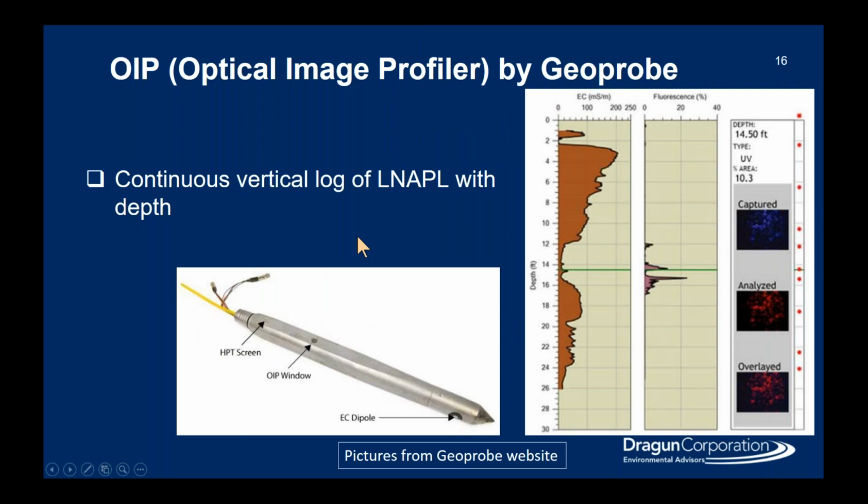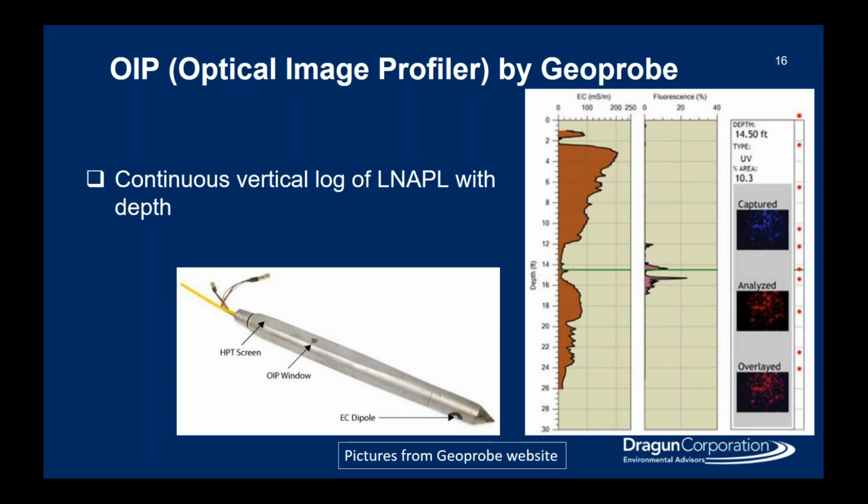Another tool that is used often with the Geoprobe to find free-phase chemicals is called the Optical Image Profiler. What this tool does is it can detect free-phase hydrocarbons that fluoresce. These free-phase materials, such as gasoline or other fuels, have polynuclear aromatic hydrocarbons, or PAHs, in them. And PAHs, when they're hit with an ultraviolet light, fluoresce back. And that fluorescent light that's reflected back can be measured. And from that, you can determine how much and sometimes even what type of free-phase liquid is there.